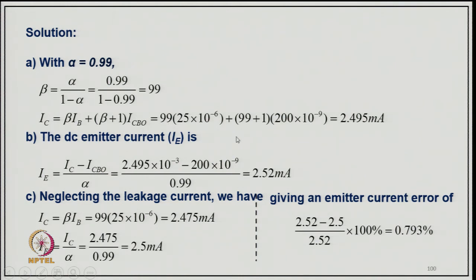The collector current IC equals beta IB plus (beta plus 1) ICBO. Putting in the values we get collector current 2.495 milliampere, and the DC emitter current is (IC minus ICBO) upon alpha; putting in the values we get 2.52 milliampere. Neglecting the leakage current, the collector current IC equals beta IB, and putting in the values it gives 2.475 milliampere, and IE equals IC upon alpha, so it is 2.475 upon 0.99, that is 2.5 milliampere. Of course, you can find the current gain from this.